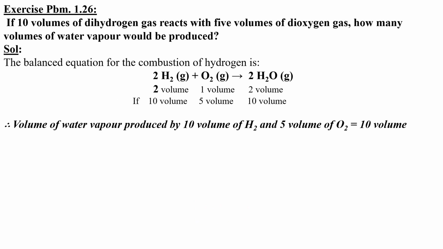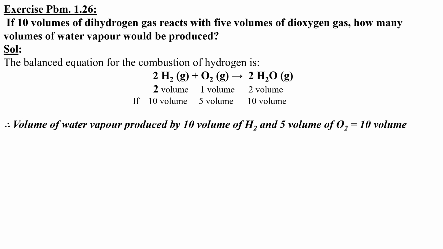Children, let us discuss the exercise problem 1.26. If 10 volumes of dihydrogen gas reacts with 5 volumes of dioxygen gas, how many volumes of water vapor would be produced? Okay, so here, first of all, read the question once or twice. Find out the reactants and products. Once you find out the reactants and products, try to write them in a chemical equation. And once you have written the chemical equation, try to balance it.